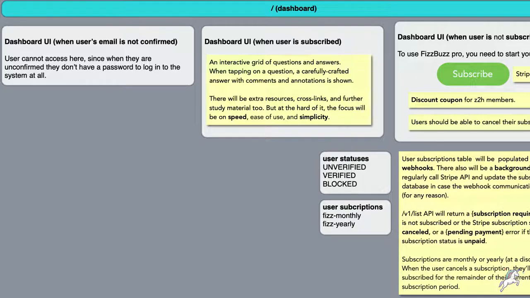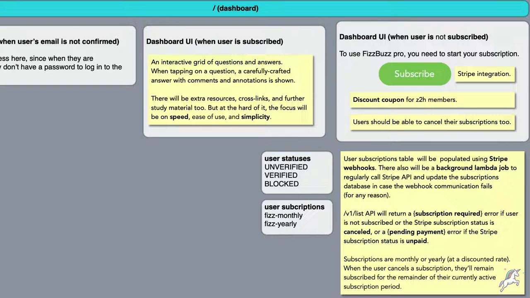But at a very high level, the dashboard will have two states. In one of the states, if the user is subscribed, they will be able to see the content that they are subscribed to. And if the user is not subscribed yet, they are going to see a subscribe to see the content button, which will essentially be a Stripe subscription form. And for now, that's pretty much it.